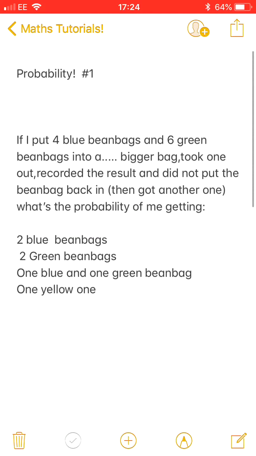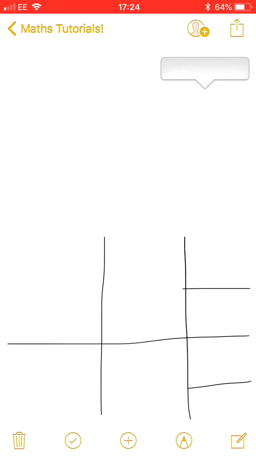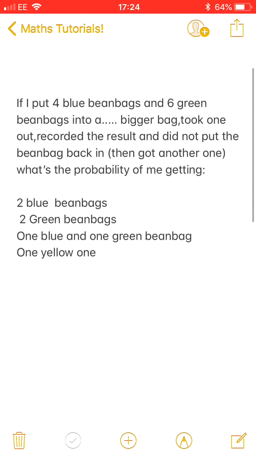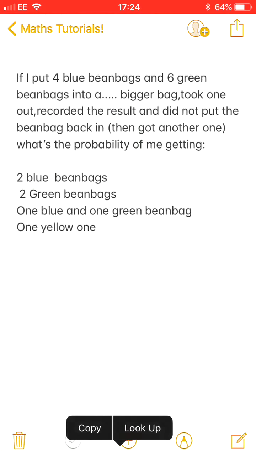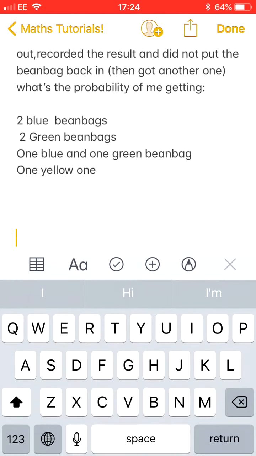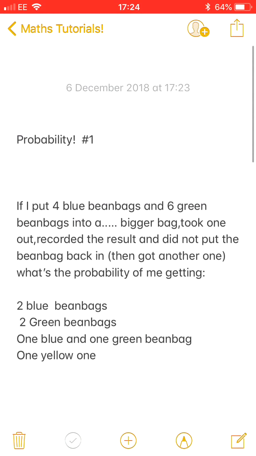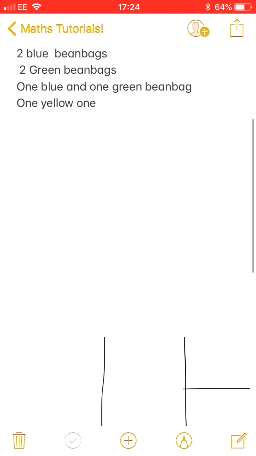So, probability number 1. If I put 4 blue beanbags and 6 green beanbags into a bag, a pot, it doesn't matter. I took one out and recorded the result. I did not put the beanbag back in. Then I got another beanbag and recorded the result. So, what's the probability of me getting 2 blue beanbags, 2 green beanbags, 1 blue and 1 green beanbag, so one of each colour, and a yellow beanbag? The last one is obvious.